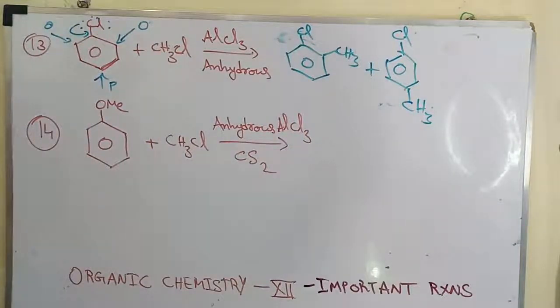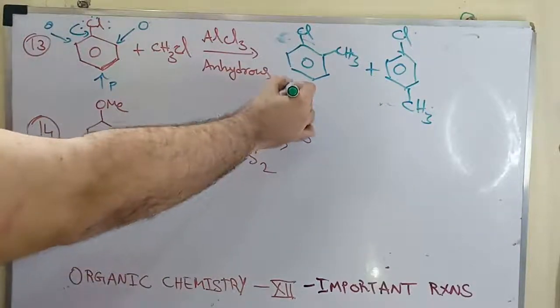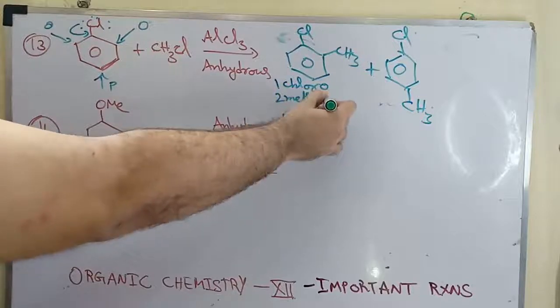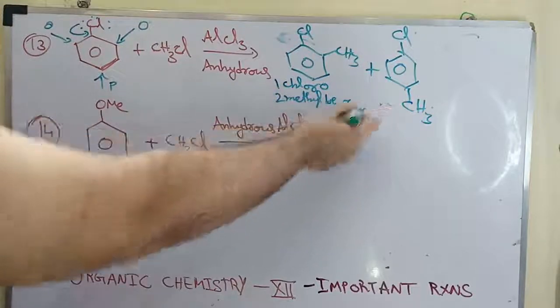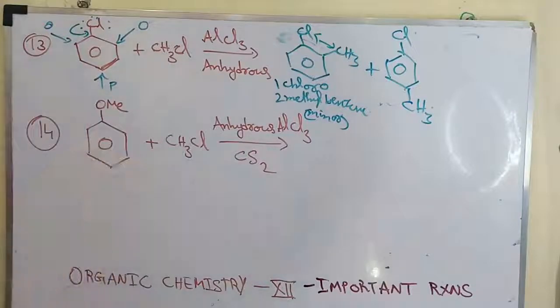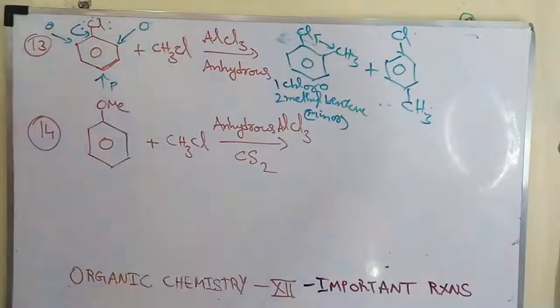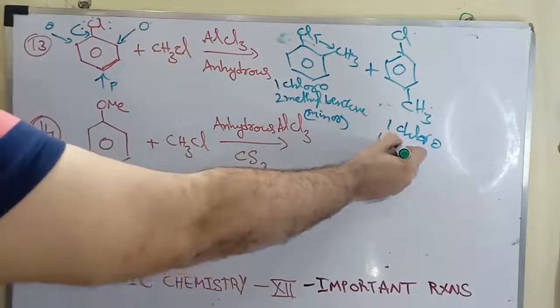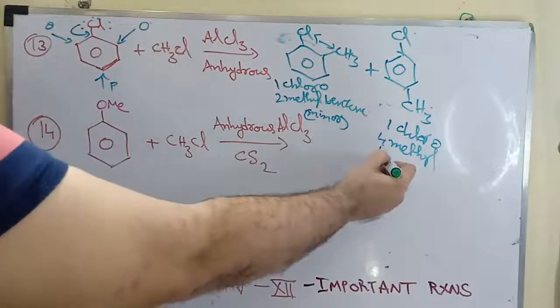So this is 1-chloro-2-methylbenzene. That's the first part, which is minor. It is minor because of the repulsions; this product will not form that easily. Because these are distant from each other, this other product will form very easily. So this is 1-chloro-4-methylbenzene. That's the product.